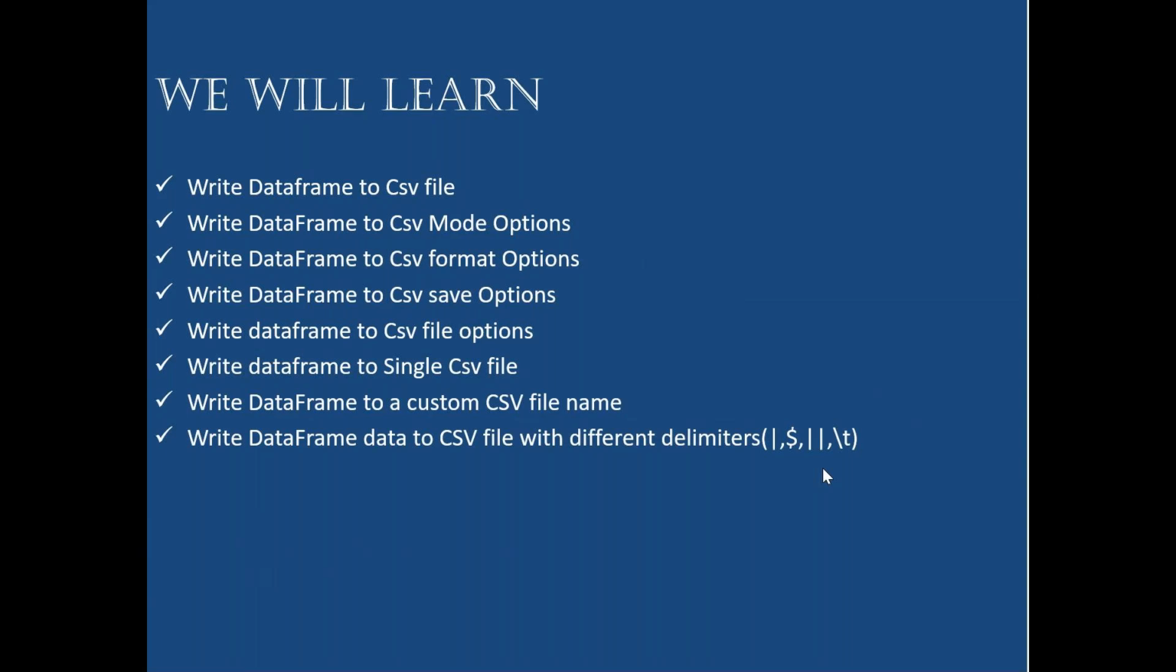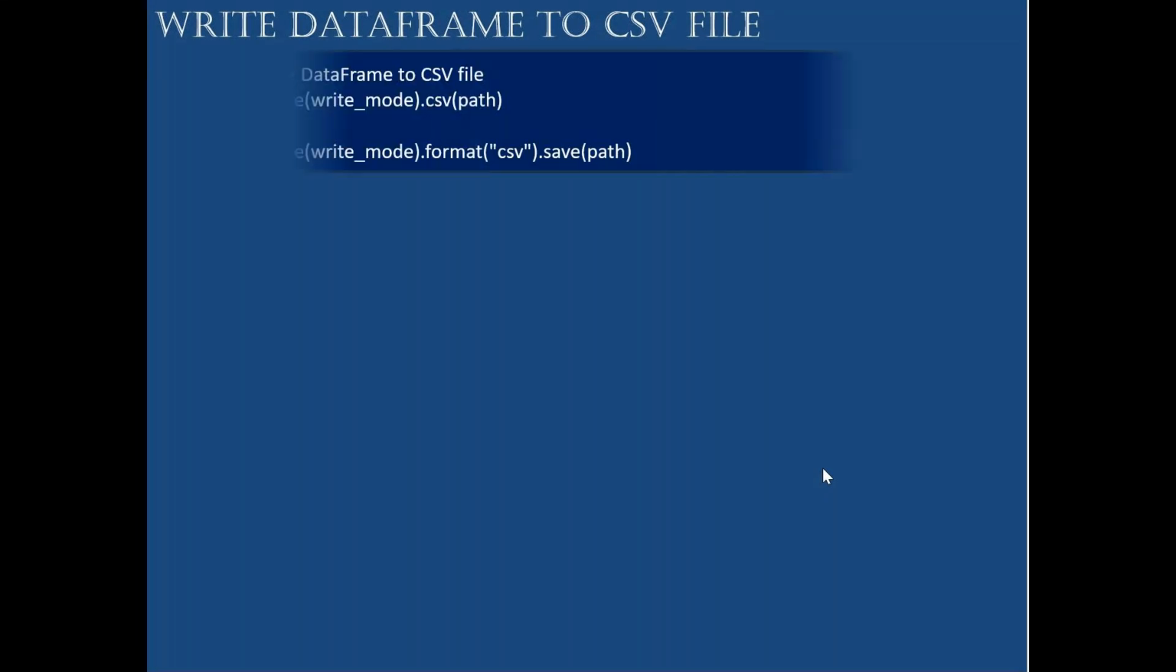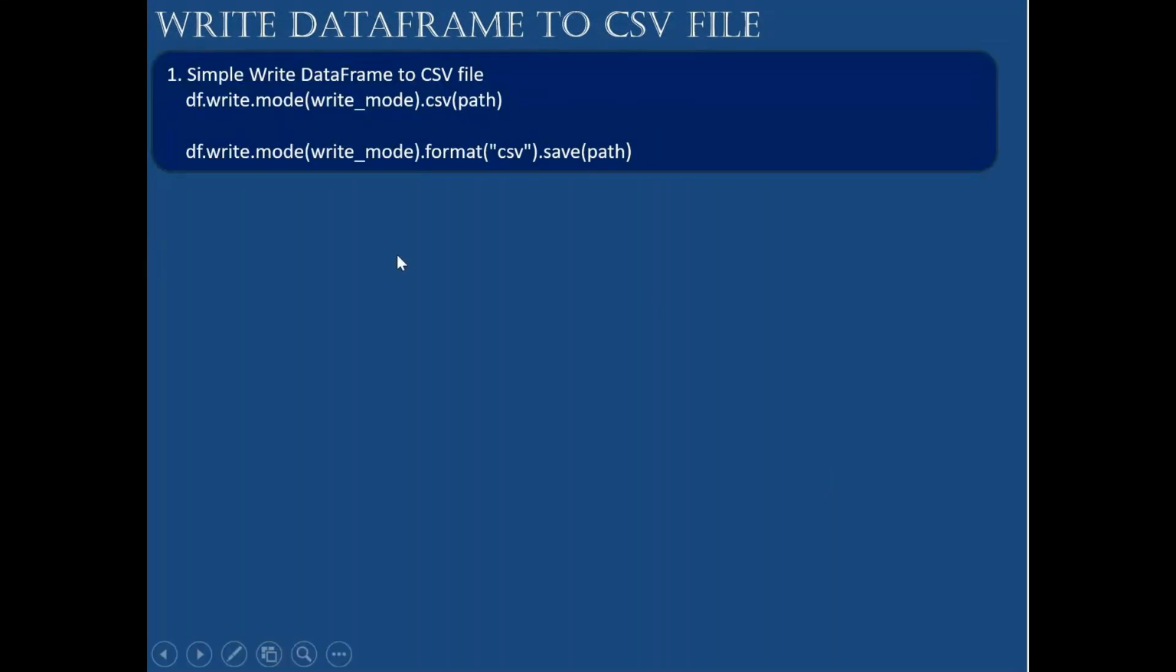Along with that, today we will understand how to write data frame data to a CSV file with different delimiters: pipe, dollar, double pipe, tab, dollar pipe, anything you are able to use. So we will see all these things. Okay. So first, to write a data frame to a CSV file, the first syntax is very similar to read.